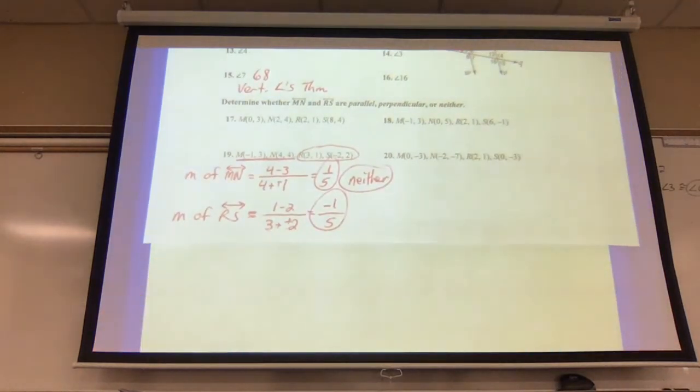So if neither of those two happen, if they're not parallel, they're not perpendicular, then you got to go with neither. Any others you want to see on 17 to 20?